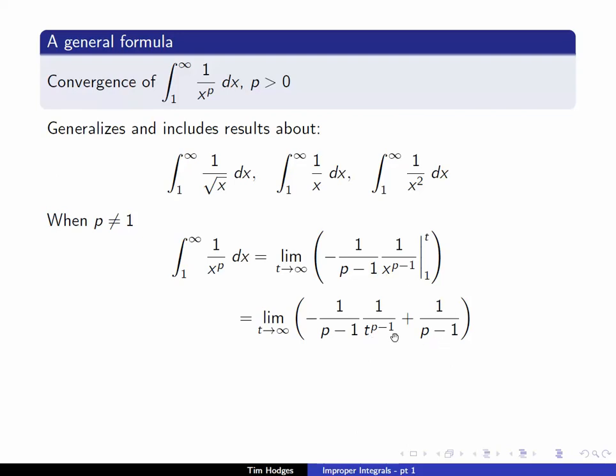When p is less than 1, p minus 1 is negative, so 1 over t to the p minus 1 is actually t to the 1 minus p, which is a positive power of t, and that's going to go to infinity. So the integral will diverge when p is less than 1. So we get this answer to that question. Now we just have to throw in the case p equals 1, which is the separate calculation we did before, to get a complete answer.